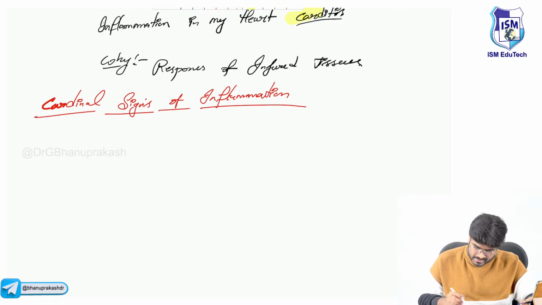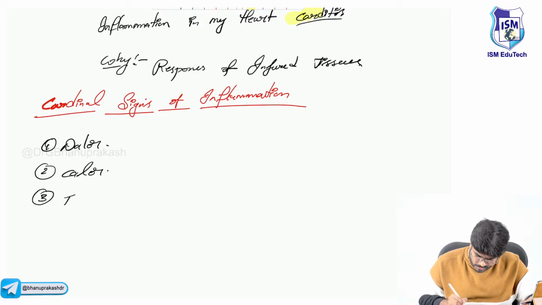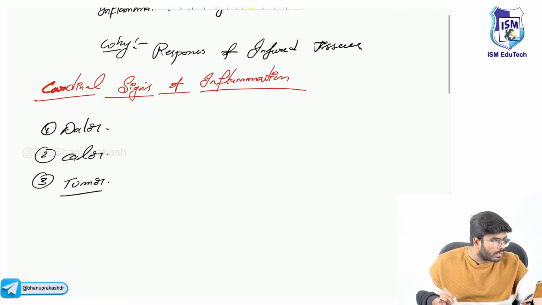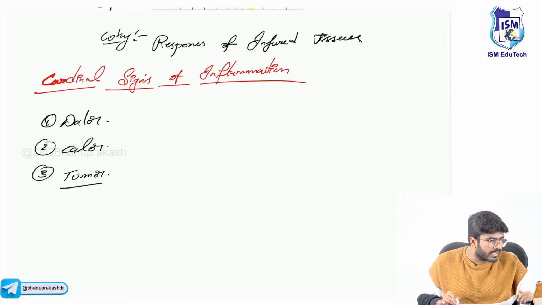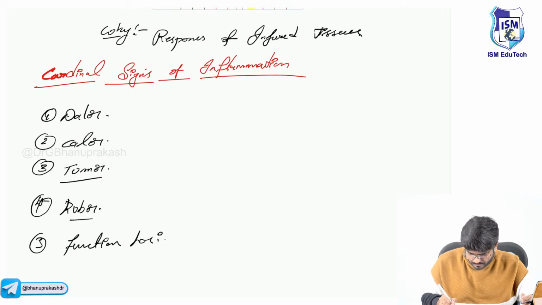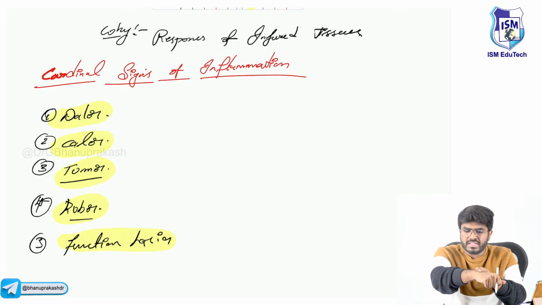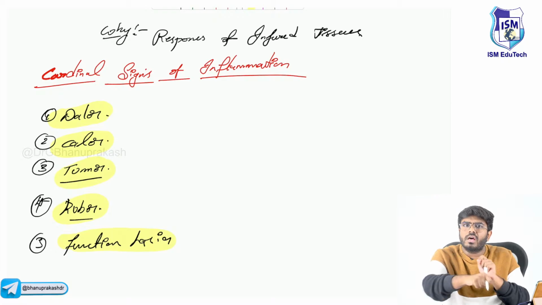What are they? These 5 cardinal signs are dolor, calor, tumor, rubor, and functio laesa. If you are having any doubts, you can ask me in the chat session at any time. Now tell me, what exactly is dolor in this area of inflammation?